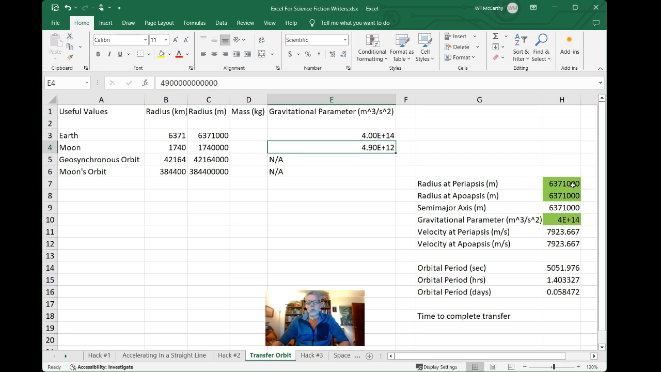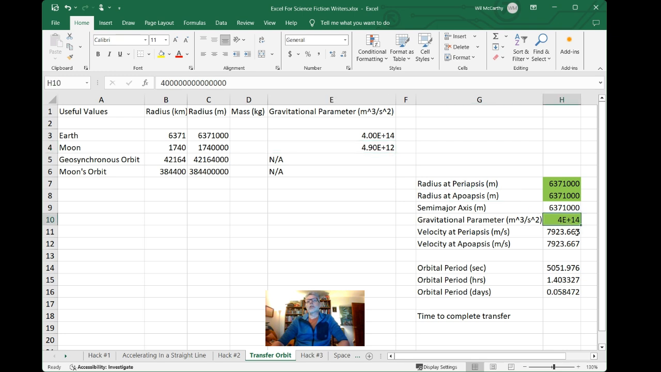So we'll assume that we're orbiting right at the center of the Earth. We know that's not true. We know we're actually orbiting a few hundred miles above the Earth, but for purposes of this calculation, it doesn't matter very much. If we plug in the radius of the Earth for both the periapsis and the apoapsis of the orbit, our semi-major axis is the same as both of those values. That means we're orbiting in a circle.